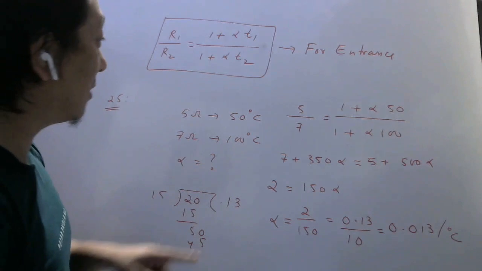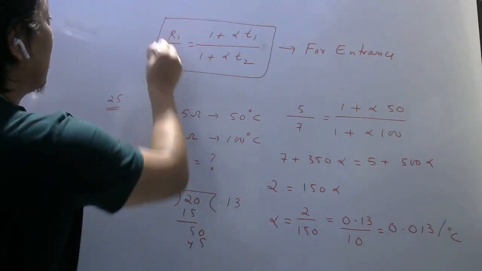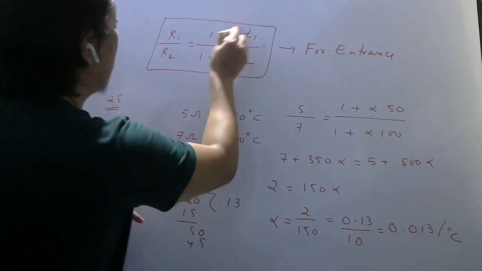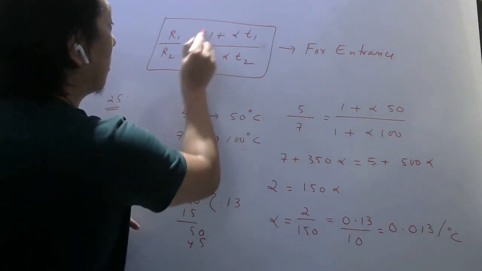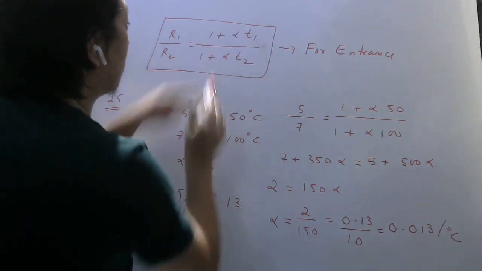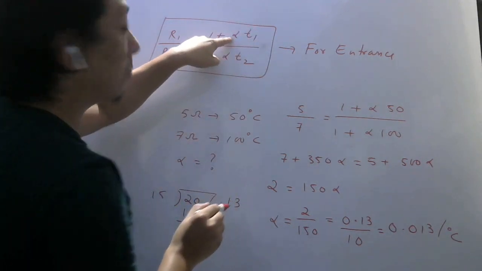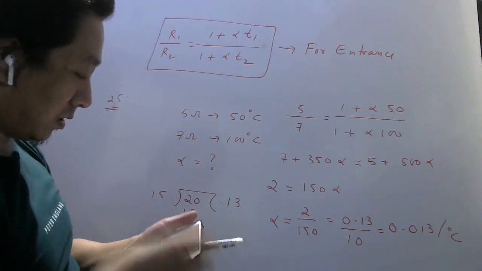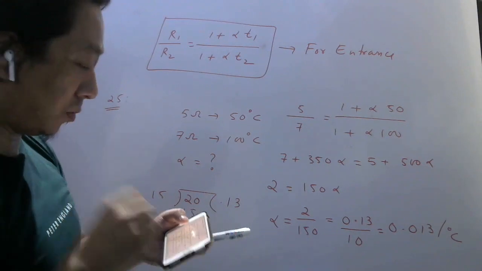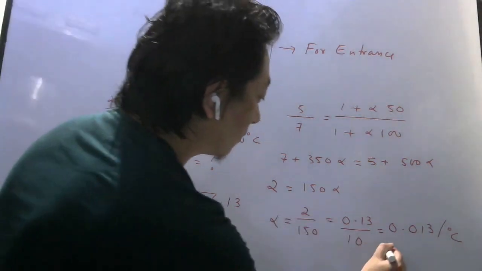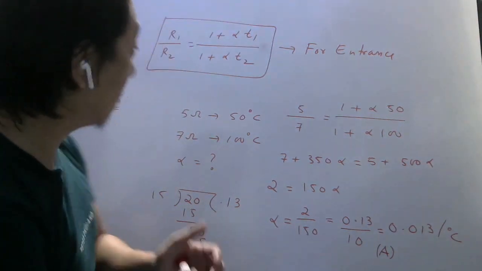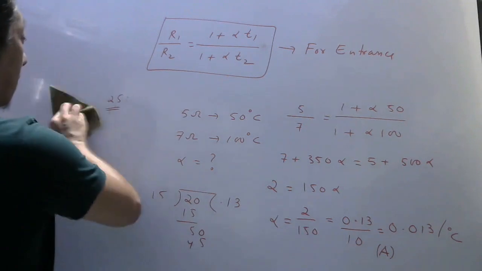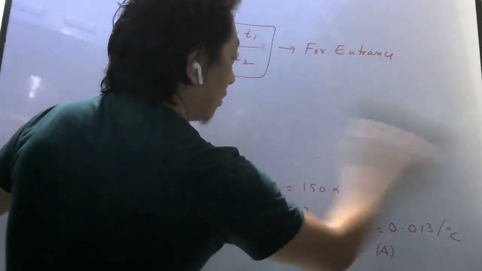Why per degree Celsius? Because this is resistance, the ohm will cancel, so this has no unit. So this also should have no unit. This is degree Celsius, so alpha should be per degree Celsius. So what is the answer? 0.013, that is option A. Please keep this formula in your mind while doing problems in the entrance exam. This is question number 25.